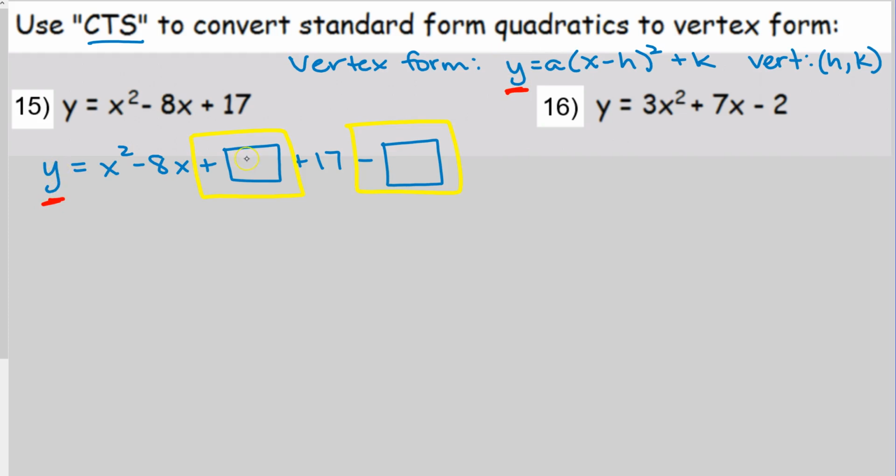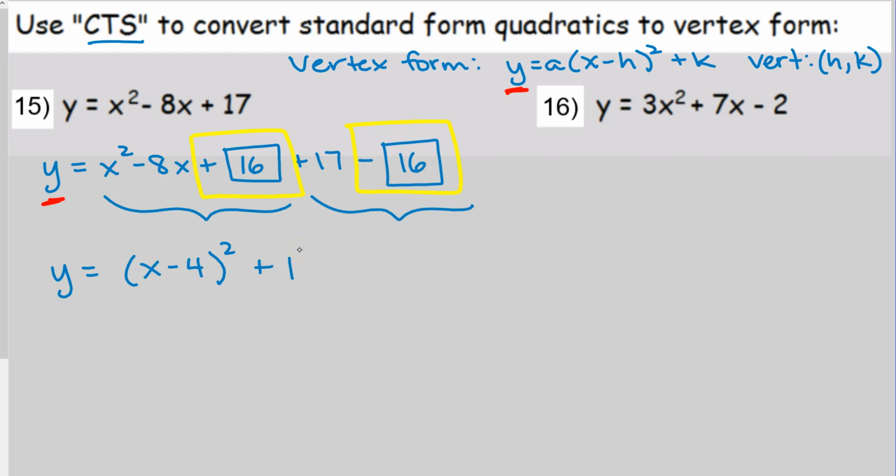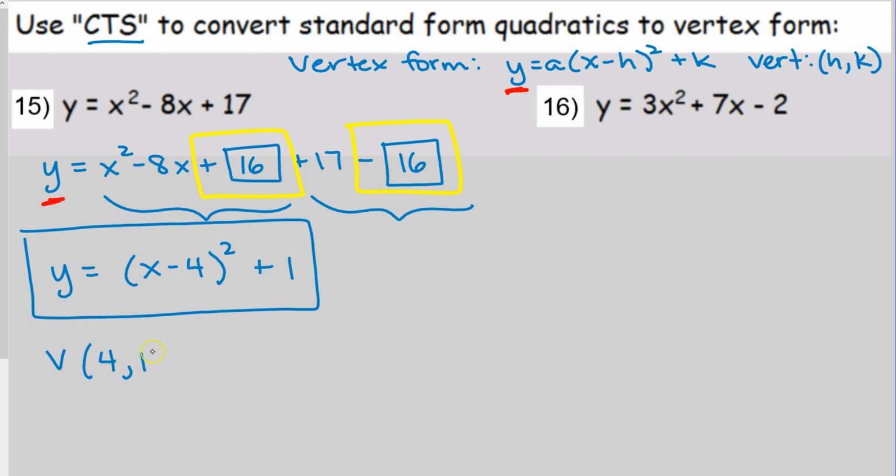So the number that would complete the square would be 16. Half of negative 8 squared is 16. So we're going to add 16 and subtract 16. So now this part of the problem is the perfect trinomial square, and it factors into x minus 4 quantity squared. And this part of the problem we can add together and get 1. So there's our vertex form. And you can see from that that the vertex is at (4, 1).